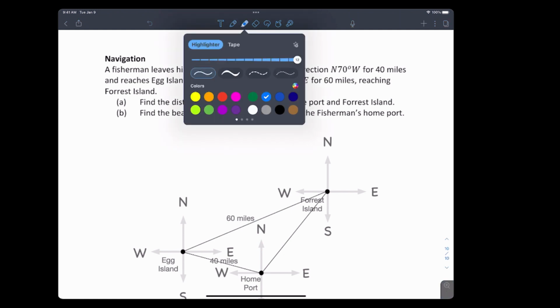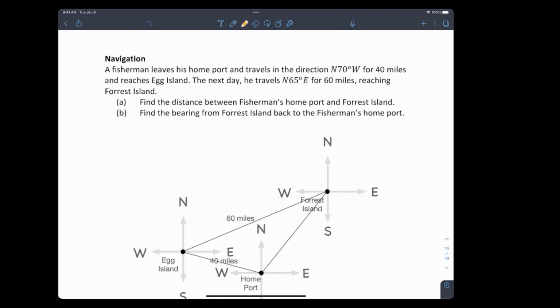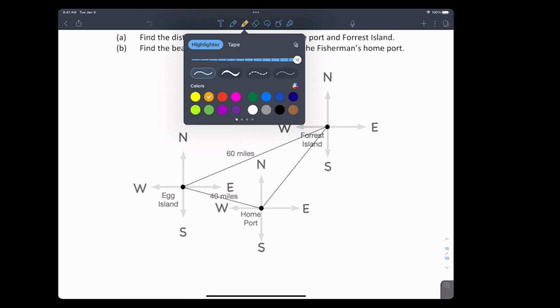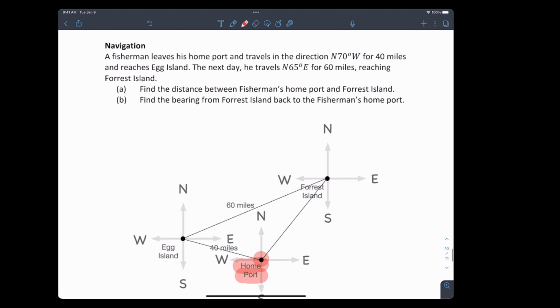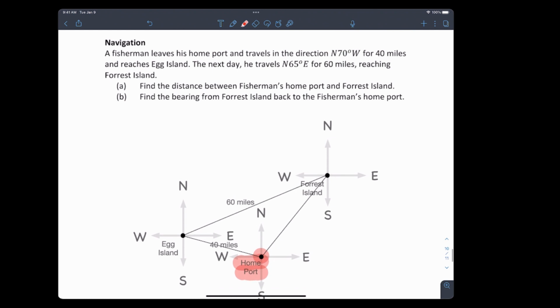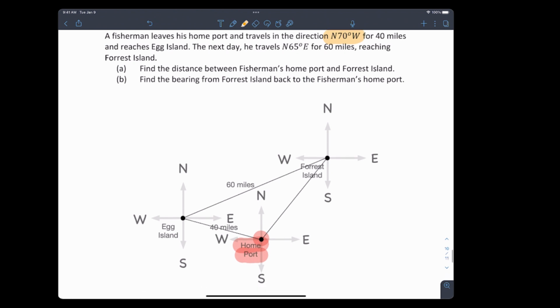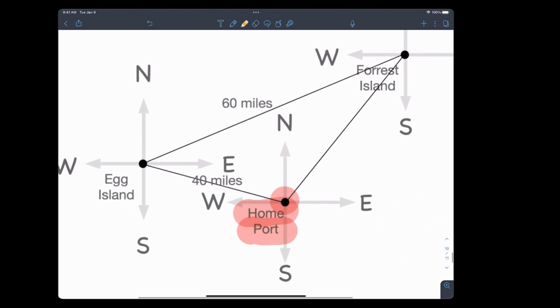And let's recall a few things, right? Here's the deal now. As you leave the home port, where's your home port? Your home port's right here. You travel north 70 degrees west. So you're going northwest. We're going to try this one again with the correct picture and see how this goes. And then hopefully this picture is correct, right? So you're leaving here for 40 miles.